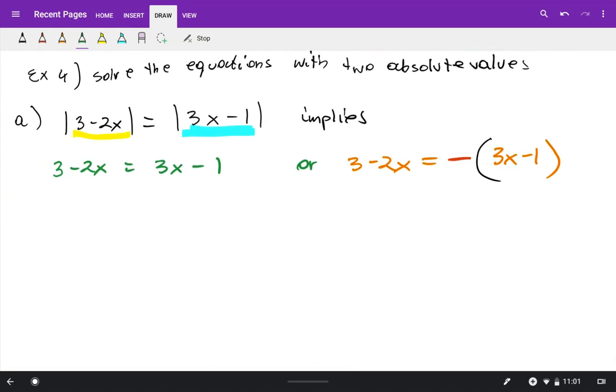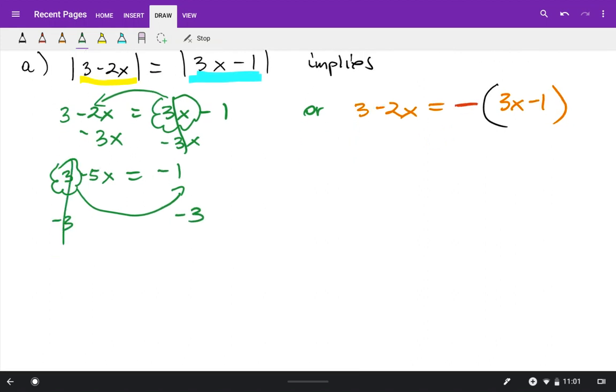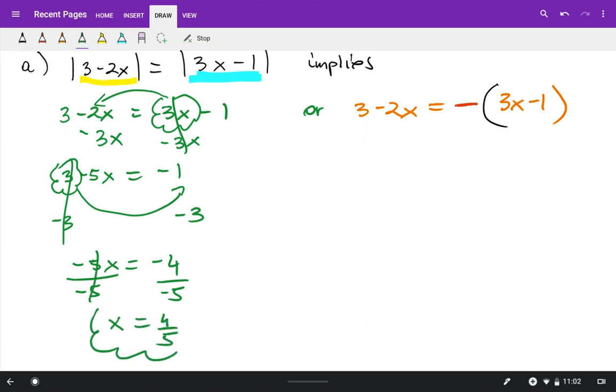So we're solving the first one. We want to combine like terms so that 3x, I want to move to the left side. Since it's positive, subtract 3x from both sides. So we have 3 minus 5x equal negative 1. Then I will move positive 3 to the right side since it's positive. So I will subtract 3 from both sides. And we have negative 5x is equal negative 4. And just divide each by negative 5. And we got x equal 4 over 5. So that's the first solution.